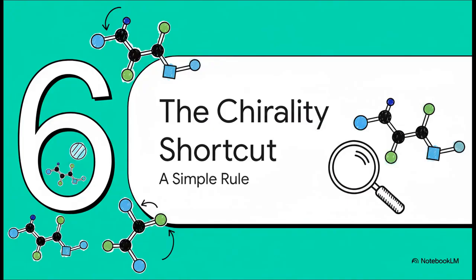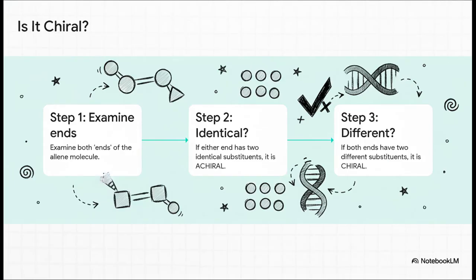All right, for our 6th and final section, let's boil all that theory down into a dead simple practical shortcut. This is how you can spot a chiral allene in just a few seconds, no problem. So here's the foolproof test. Just look at the 2 carbons on the ends of the double bonds. If either one of those carbons has 2 identical groups attached to it, like 2 hydrogens or 2 chlorines, boom, it's achiral. You can stop right there.